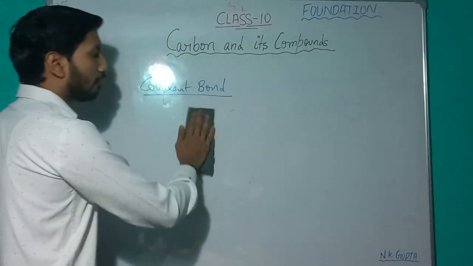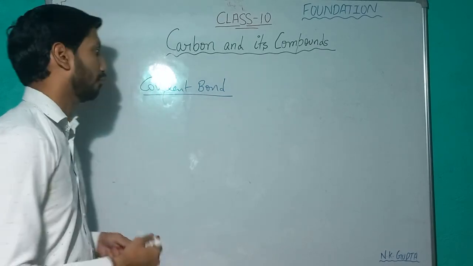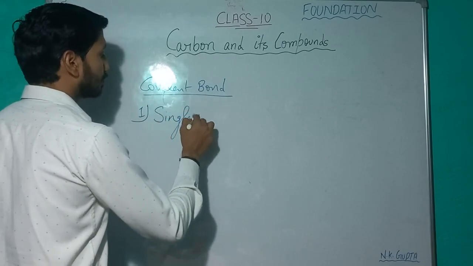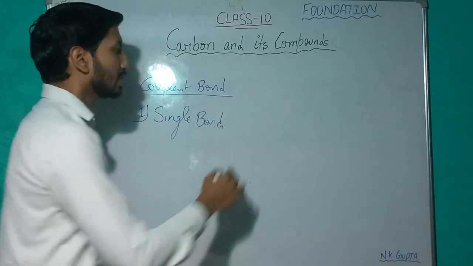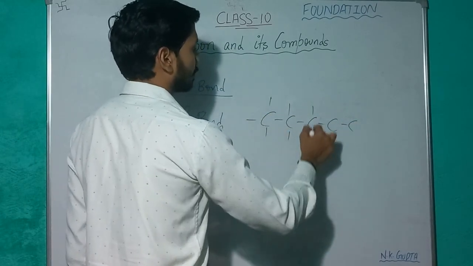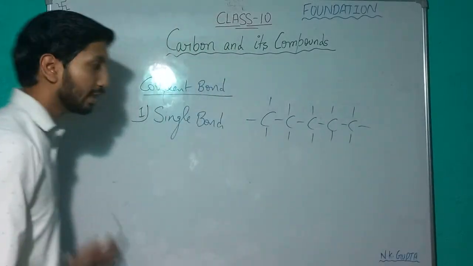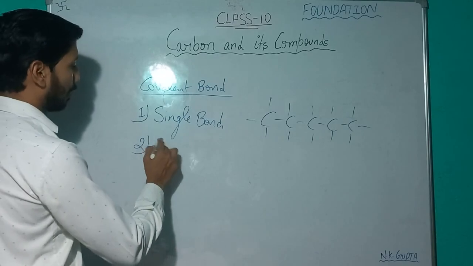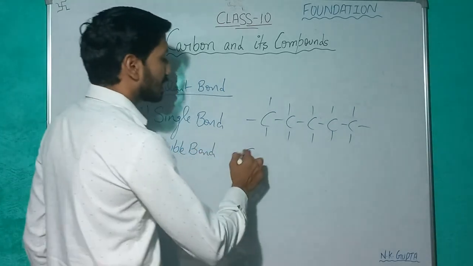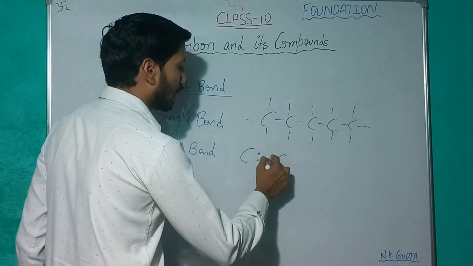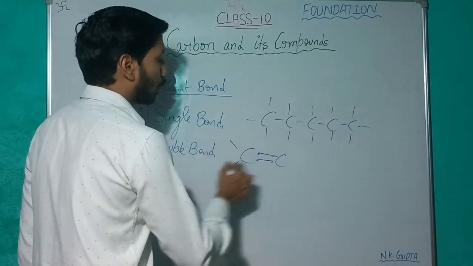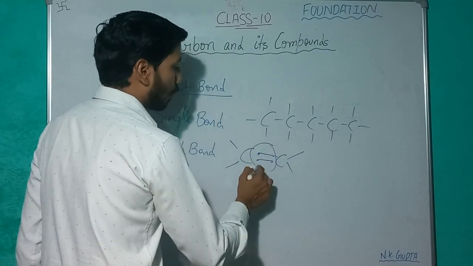Classification of covalent bonds: there are 3 kinds of covalent bonds. First, single bond. Single bond means carbon contains single bonds. Is it okay? Then the second is double bond. Double bond is when the sharing of electrons between carbon and the same or a different atom is 2. This kind of bond is a double bond.